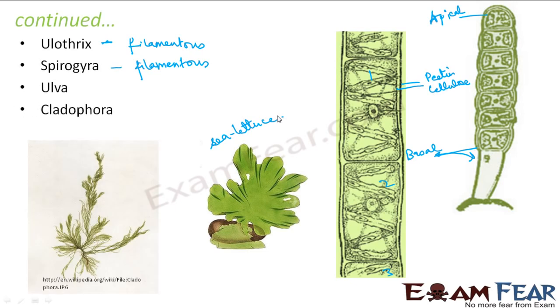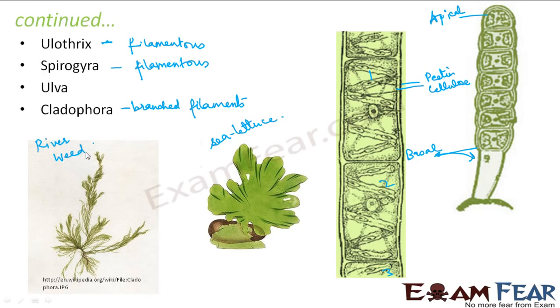And the last example would be Cladophora. Here again it is an example of filamentous algae because you see thin hair-like filaments present in it, but in this case the filaments are branched. So Cladophora has branched filaments. This Cladophora is often known as a river weed, and it is also edible in some regions.